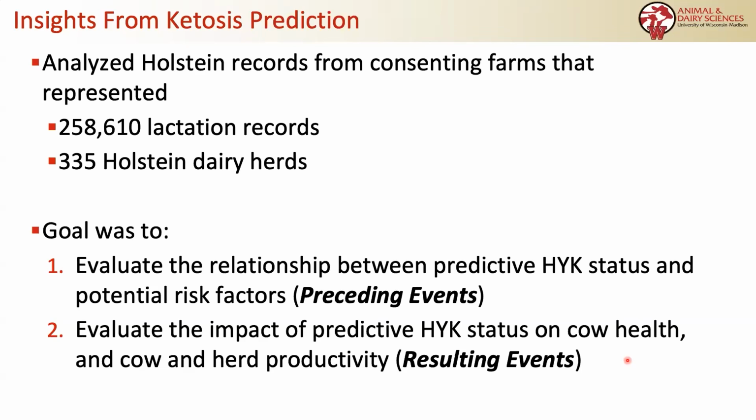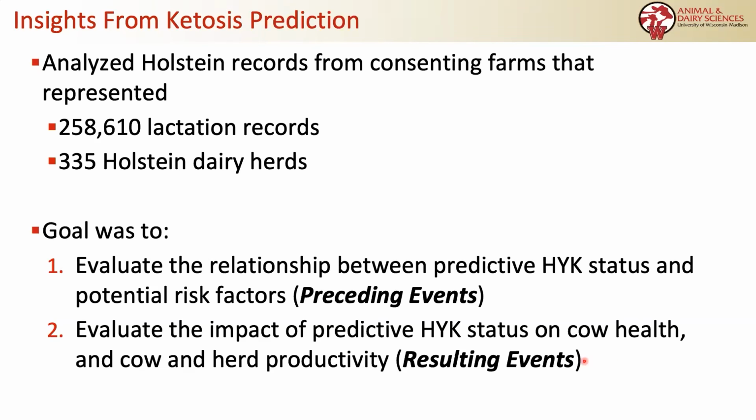And so basically what we did was we took the KetoMonitor data from consenting farms that agreed to be involved in research. And that data set represented almost 260,000 lactation records that had fresh cow data within each lactation. And those lactation records came from about 330 Holstein dairy herds. We did limit this analysis just to Holstein because that's what we had the most data with. And so that's what we focused on.